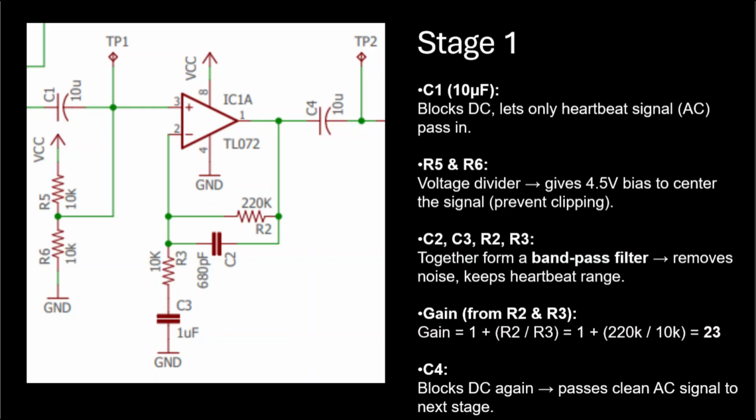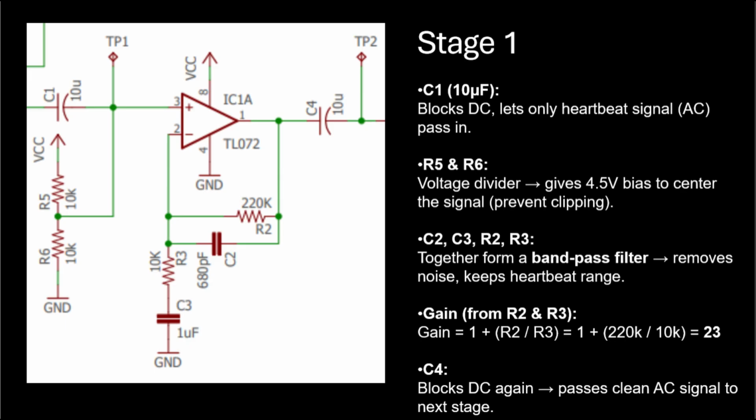The gain of this amplifier stage is set using R2 and R3, calculated using the formulas. Gain equals 1 plus R2 over R3 equals 1 plus 220 kilo ohms over 10 kilo ohms equals 23. In addition to amplification, this stage also provides frequency filtering through a combination of R2, R3, C2, and C3, forming what's known as a bandpass filter.